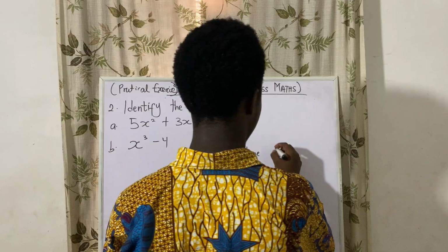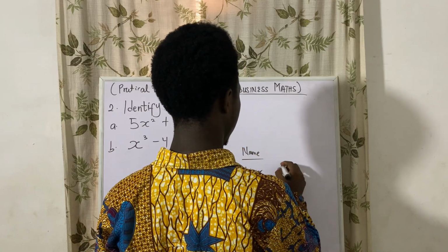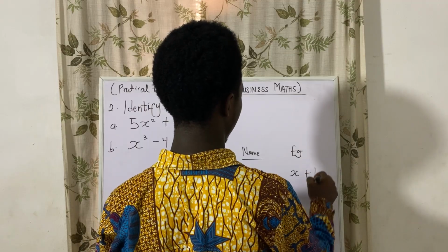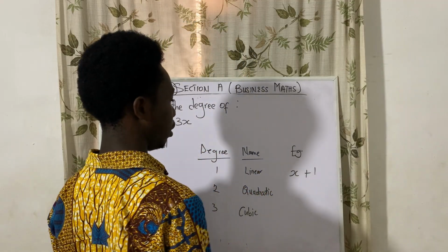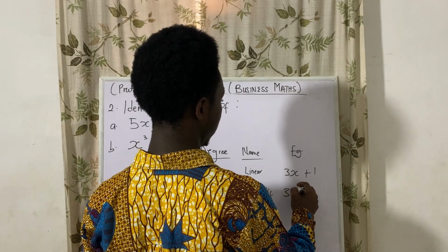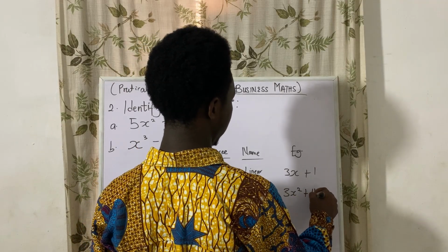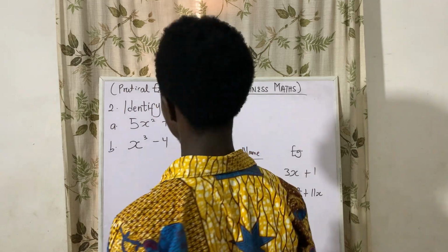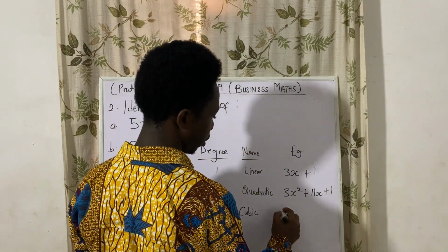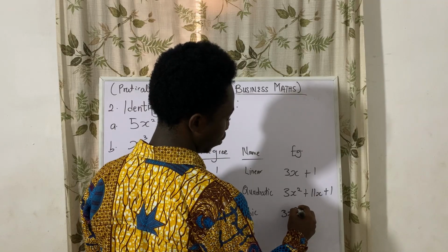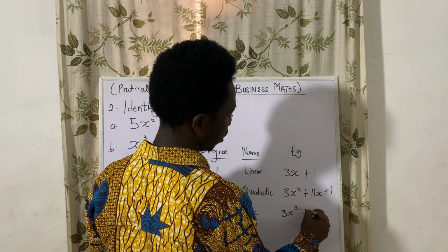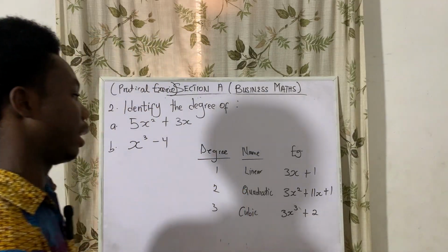Now, an example of the linear was x plus 1, right? Or even 3x plus 1. And the quadratic was 3x squared plus 11x, like this, plus 1. Then the cubic was 3x cubed plus, let's say, 2, like this.